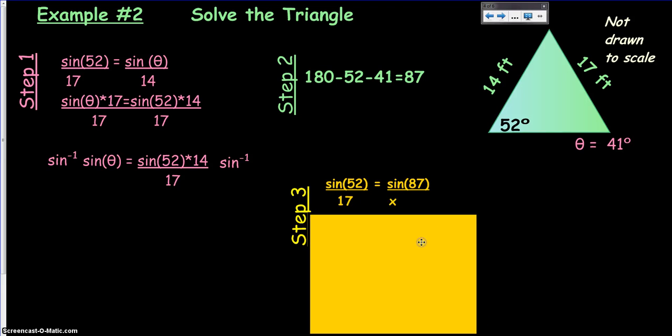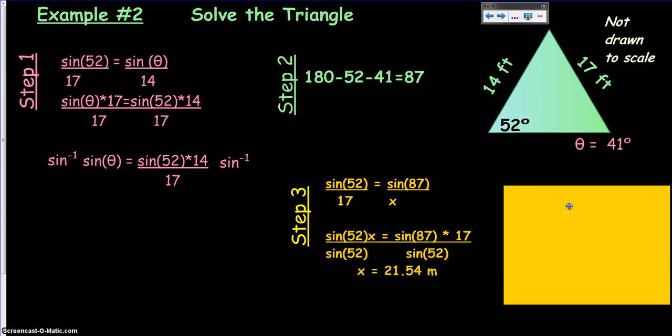When we keep going, now we can get to the easier sine that we did in the last problem. I again went back to what I was given in case I made a mistake in step 1 and step 2. Again, this is just a way to make sure that you're correct. When I do sine of 87 times 17, and I divide it by sine of 52, I come up with that x is 21.54.